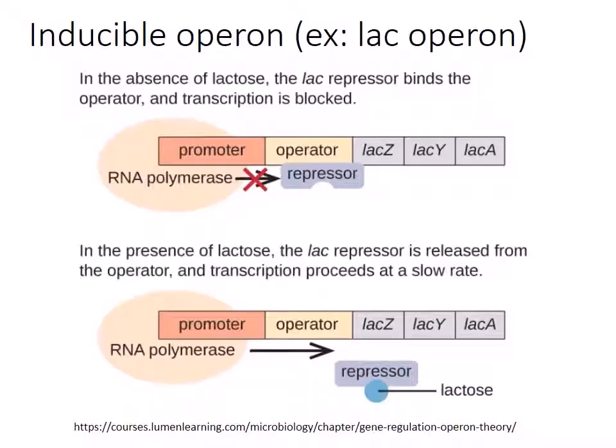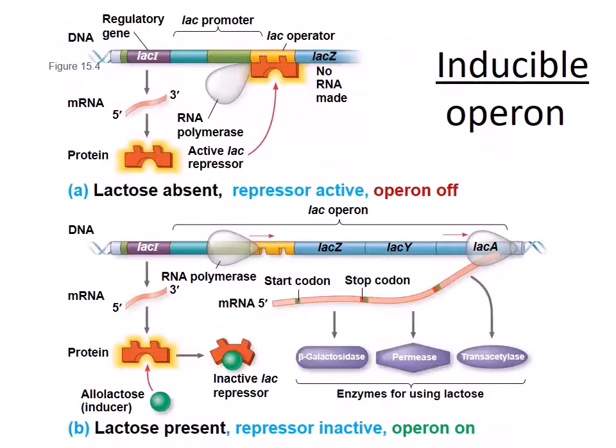So RNA polymerase can bind to the promoter, and this is in bacteria, so the bacteria can produce the enzymes it needs to metabolize lactose. So here again is our book's version. This is a little bit more complicated, but it's showing you the regulatory gene sequence here, the mRNA that codes for the protein that is the repressor.